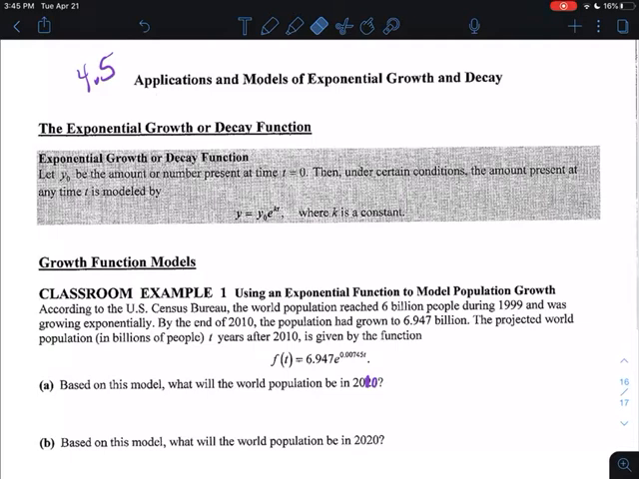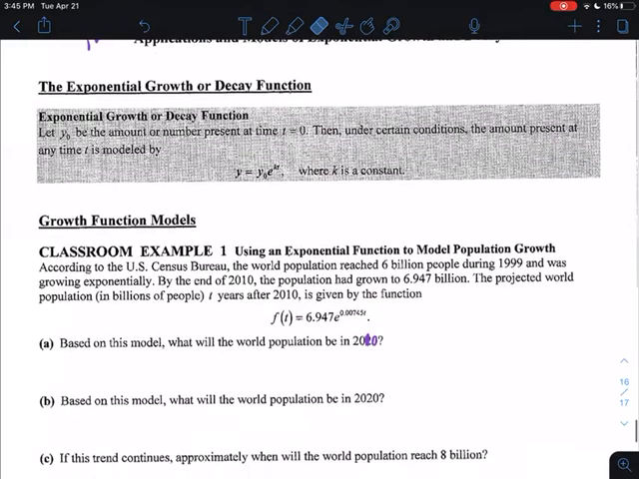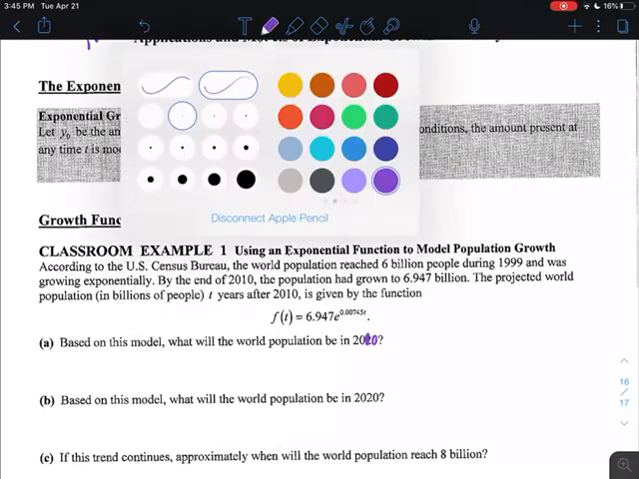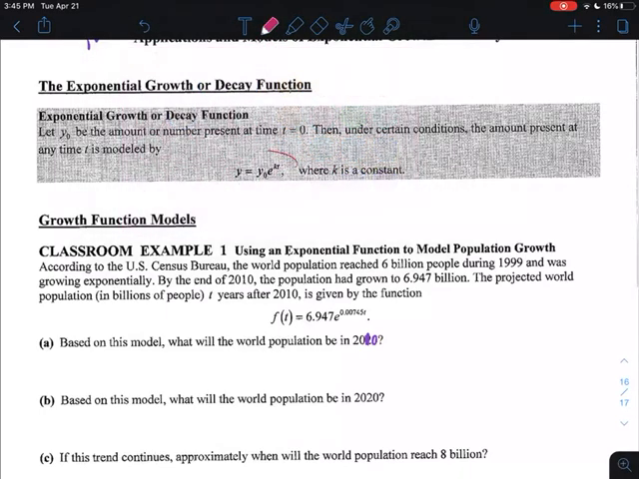We are wrapping up our unit on exponential and logarithmic functions. This section is applications and models of exponential growth and decay. So we have in this box the exponential growth or decay function here. Let me circle this.